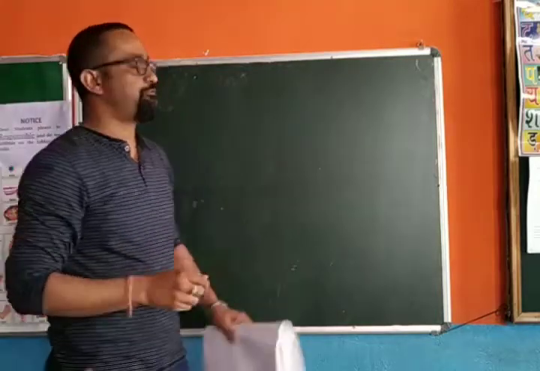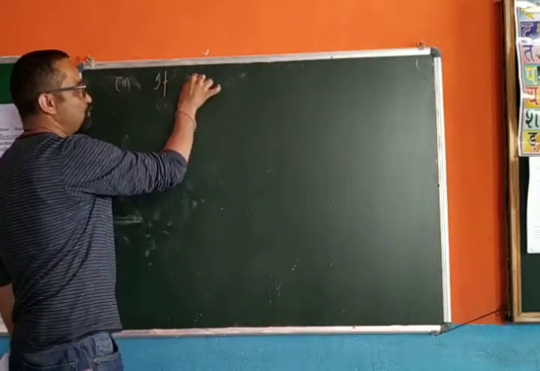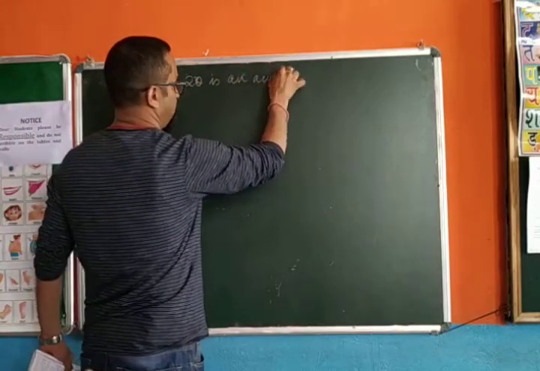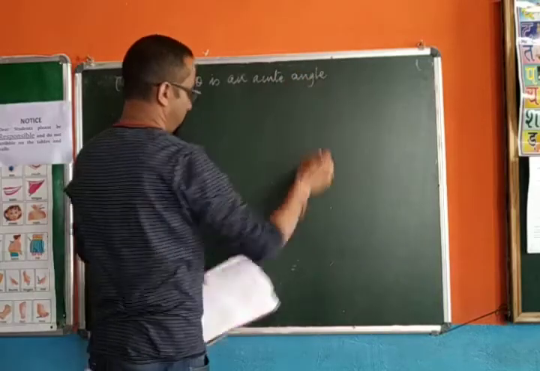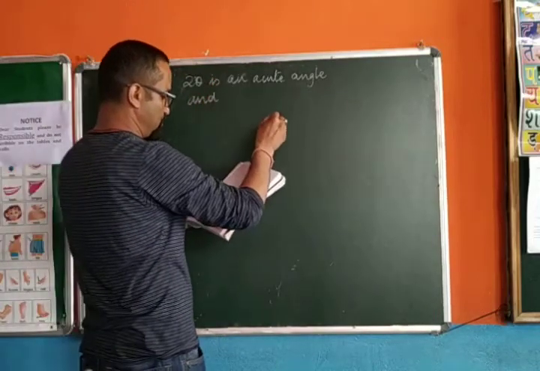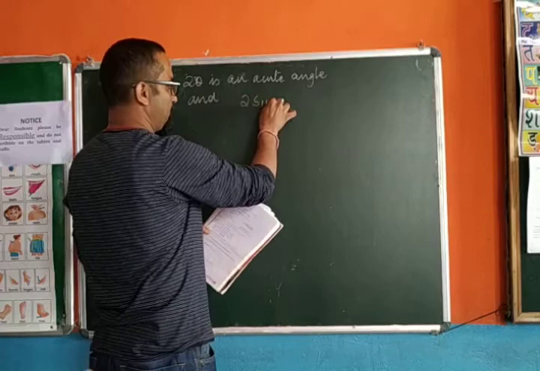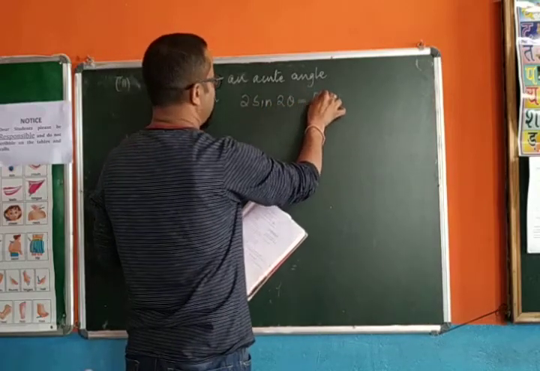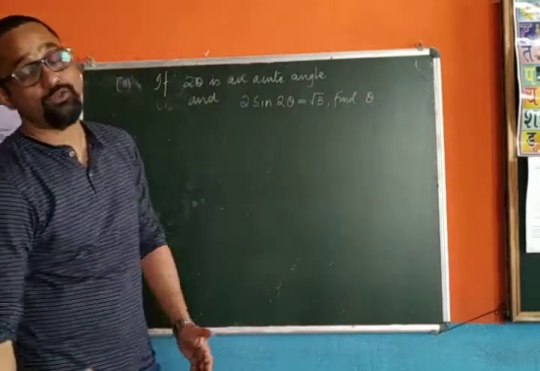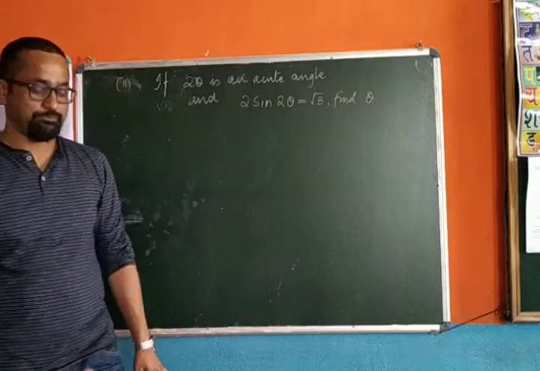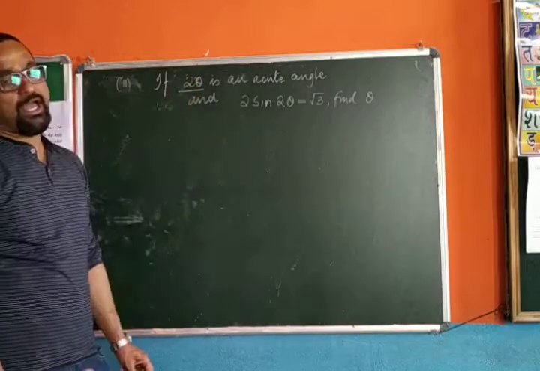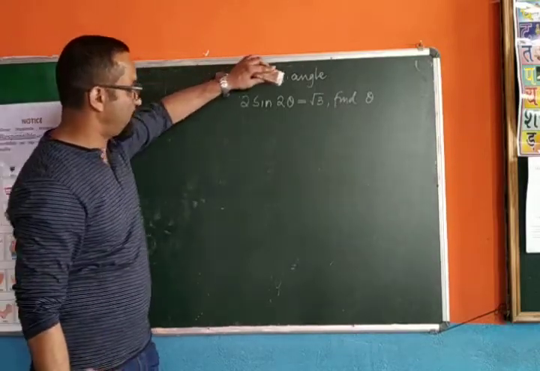Question says that if 2 theta is an acute angle and 2 sine 2 theta equal to root 3, find theta, means you have to calculate the angle. 2 theta is acute angle, so you don't have to worry about that.